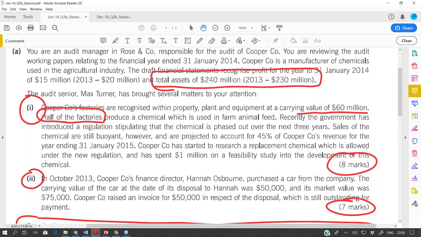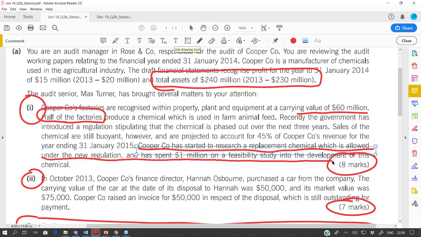It says Cooper Companies has started a research on a replacement chemical which is allowed under the new regulation and has spent $1 million on the feasibility study. So Cooper Company has started a research. So how much amount have they spent on the research? $1 million. So is there another accounting treatment of the research cost here? And is there a value of the research cost? So can I determine the MTR of the research cost?